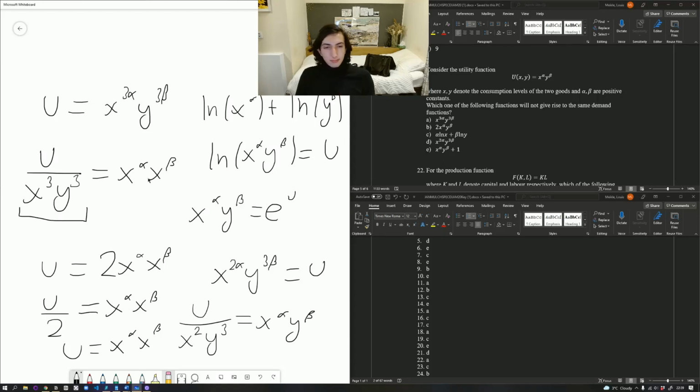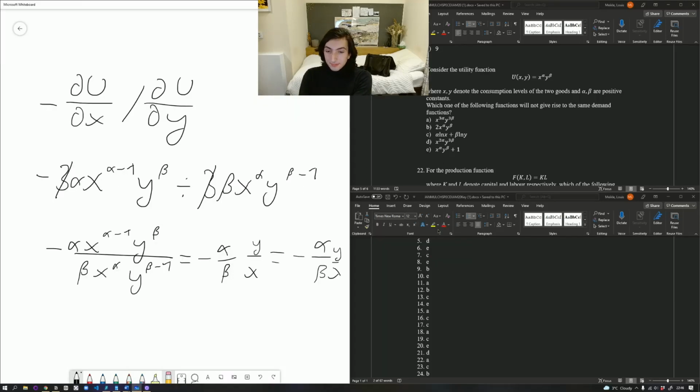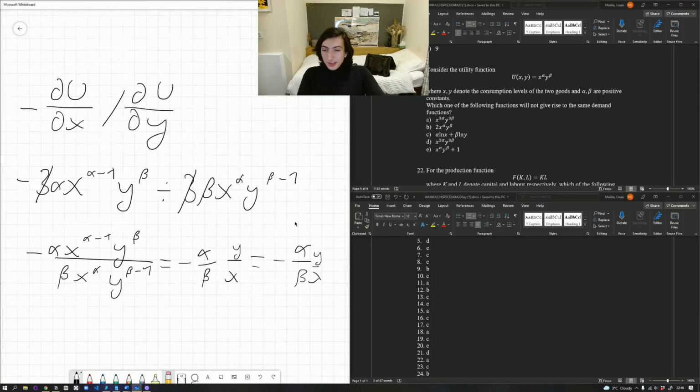Actually, wait. Hold on, let me pause and research this. I think I may have skipped over something. Okay, well, I'm an idiot. What this is essentially asking you is the MRS, and it's asking you for similar MRSs to both. As you can see here, I've done the MRS for A. It ends up as minus alpha y over beta x.